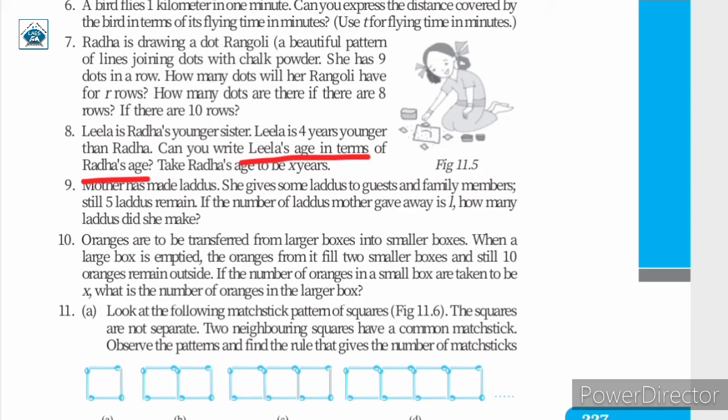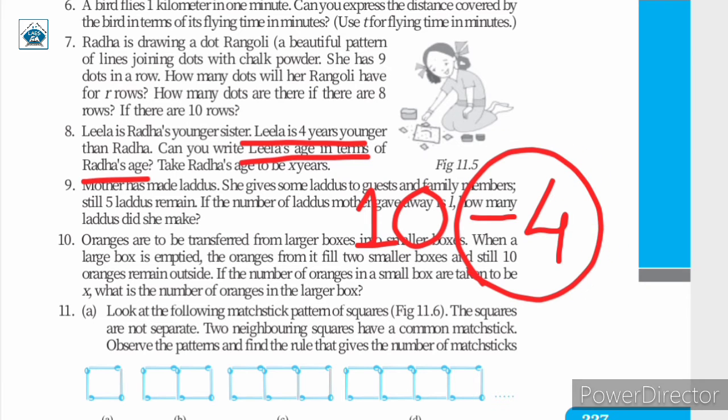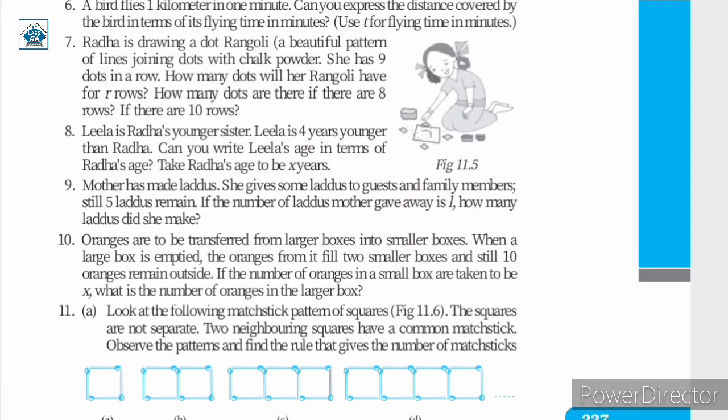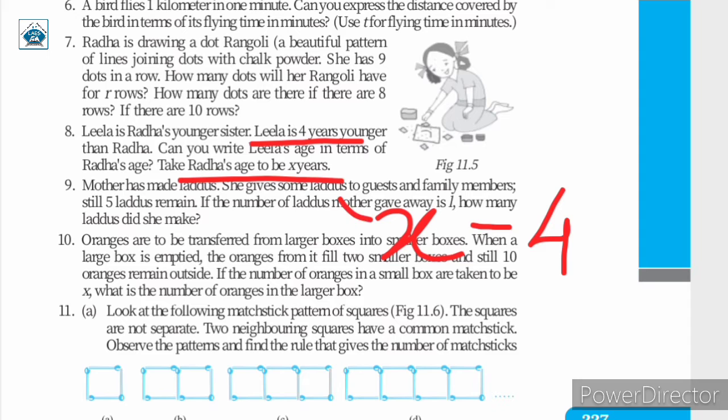That is, suppose if Radha's age is 10 years and we are given that Leela is 4 years younger, then her age in terms of Radha's age will be 10 minus 4. Why will we do minus 4? Because she is younger. So in the similar manner, if we take Radha's age to be x years, then Leela is younger, that is Radha is older. So Leela's age in terms of Radha's age will be x minus 4 years.